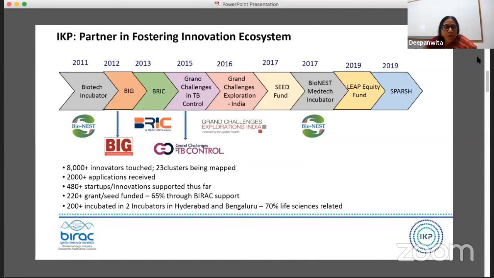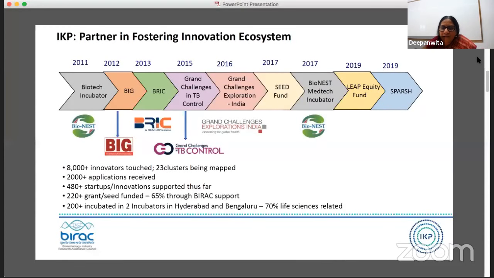So with all that, we have actually touched 8,000 innovators, with 23 clusters we are mapping through our BIRAC Regional Innovation Center. We have about 220 grant and seed funded projects, 65% of them through BIRAC support. 200 plus are incubated in 2 incubators, Hyderabad and Bangalore, and 70% are life science related. In Bangalore, we have an engineering setup, which is basically a makerspace and hardware incubator.